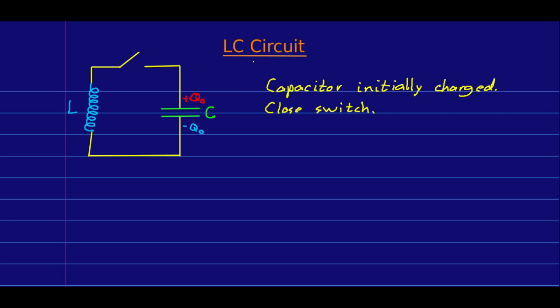There's one more important and interesting case for us to look at, and it's the case of what is called an LC circuit, a circuit containing an inductor and a capacitor. And so let's suppose we have previously charged the capacitor, probably with a battery, and we've now disconnected that battery. And now we close this switch.